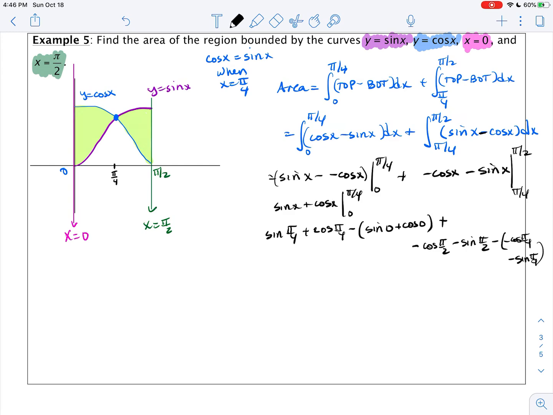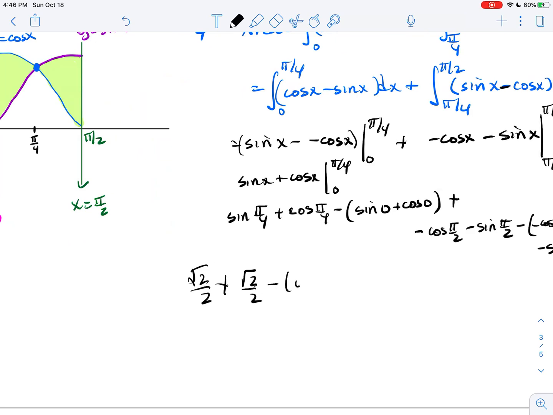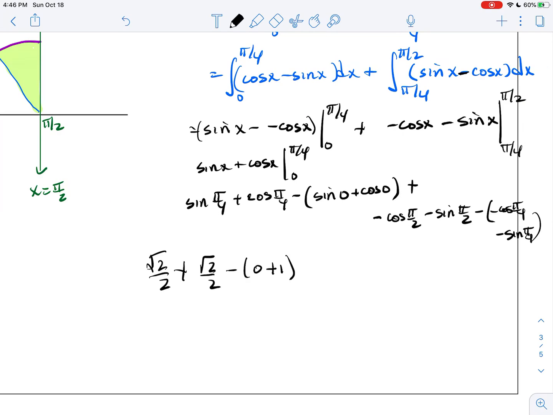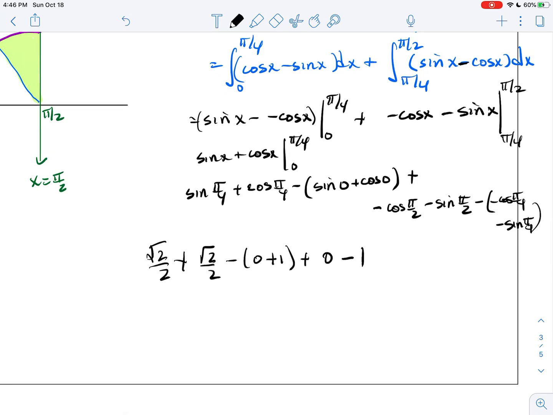And we end up with sine of pi over 4 is 1 over root 2, or maybe you want to write it as square root 2 over 2, plus square root 2 over 2, take away 0 plus 1, cosine of 0 is 1, plus, and now we have minus cosine of pi over 2 is 0, minus sine pi over 2 is minus 1, and then we have take away the negative square root 2 over 2, and we have minus square root 2 over 2.